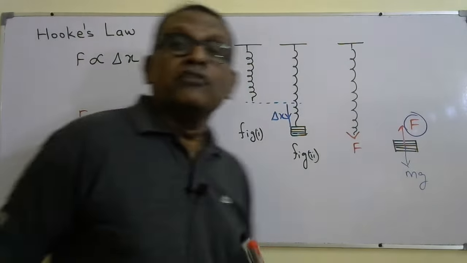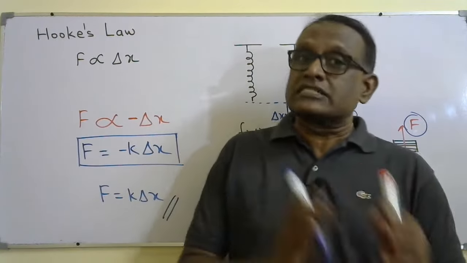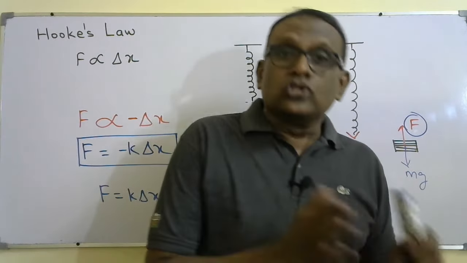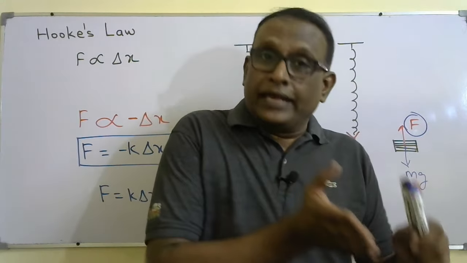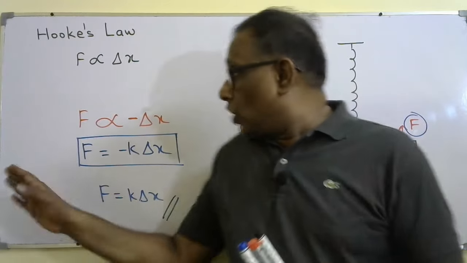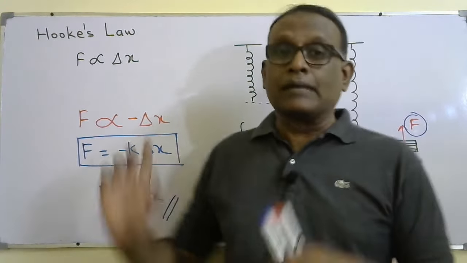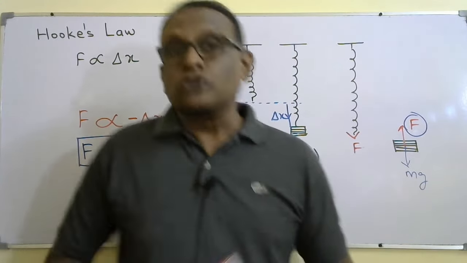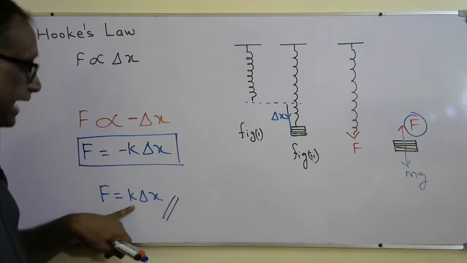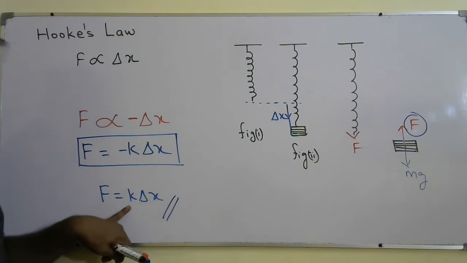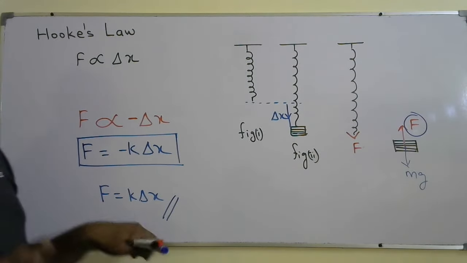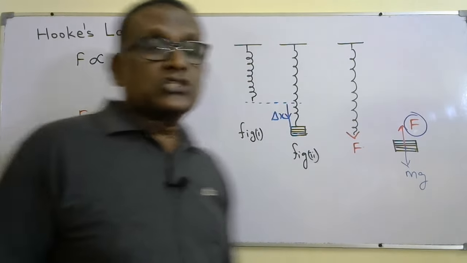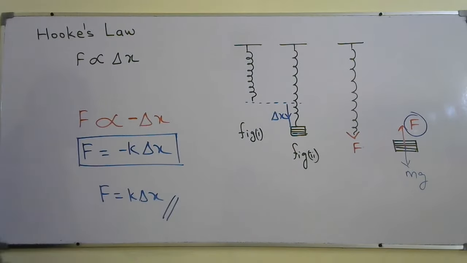K is called the spring constant for springs, and for other materials that obey this law, force directly proportional, such as wires and rods, k is called the force constant. For springs, k is called the spring constant, and for other objects such as wires and rods, k is called the force constant.